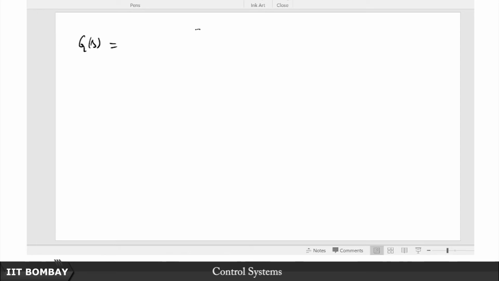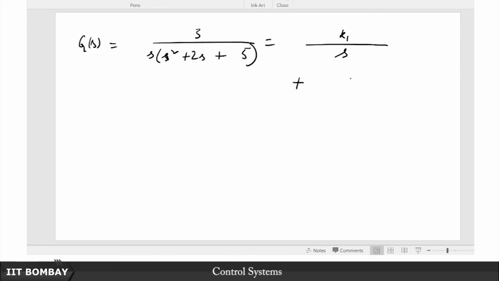So suppose we have not just these complex conjugate poles, but also another pole at the origin. So we know that we can write this as k1 upon s plus k2 upon s minus p1, where k2 is a complex number and k1 is of course a real number, plus k2 conjugate upon s minus p1 conjugate.